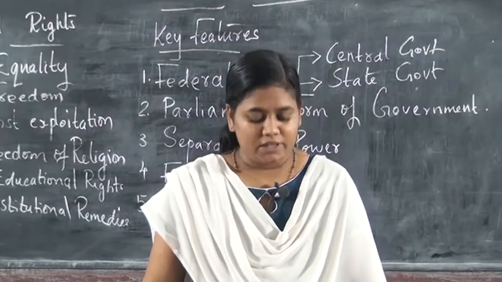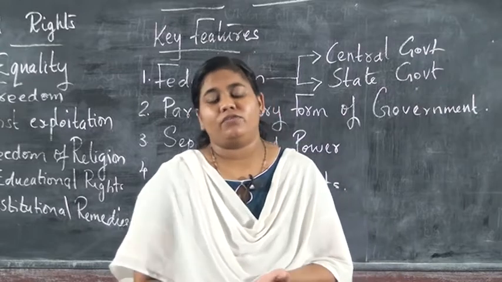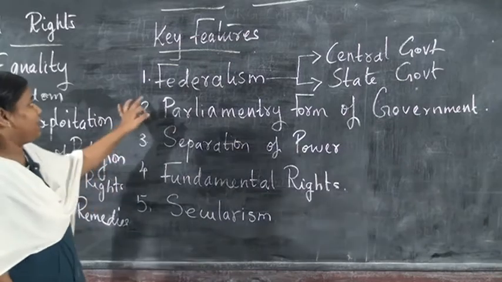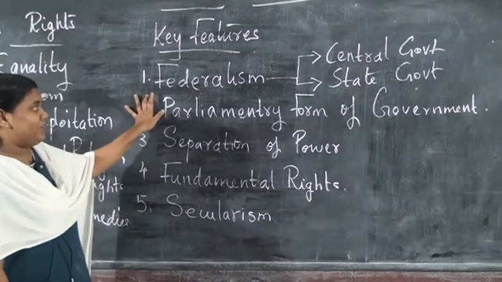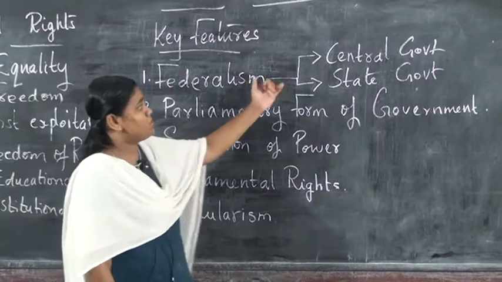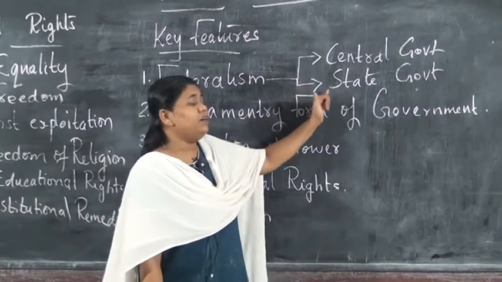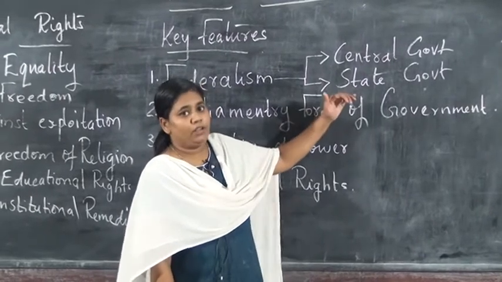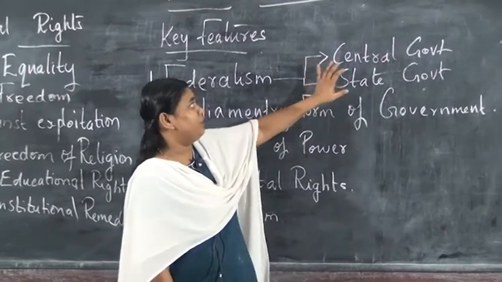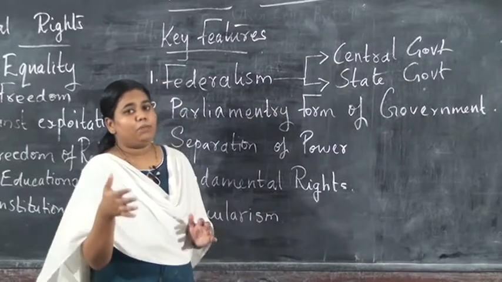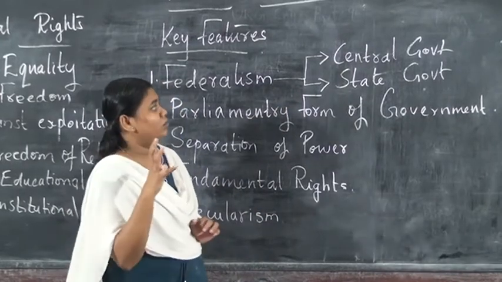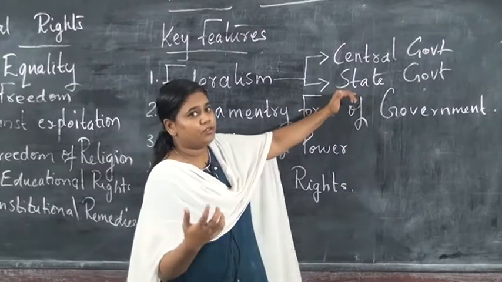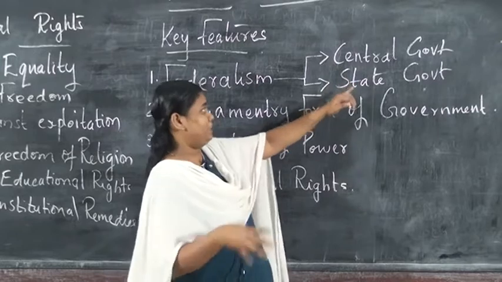In the last class we discussed the key features of the Indian constitution. What are they? The key features are federalism. What is federalism? Federalism means there are two types of government, the central government and the state government, and also we have Panchayati Raj at the local level. So it is difficult to govern the people from the centre, so after making the states, there was also a state government to govern the people in the country.